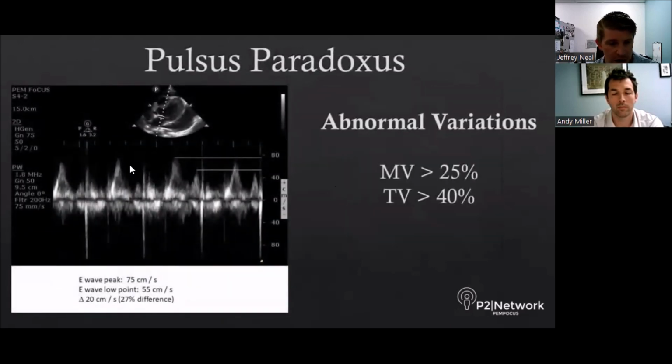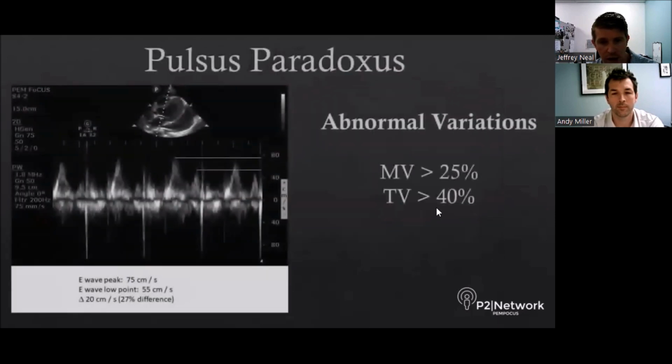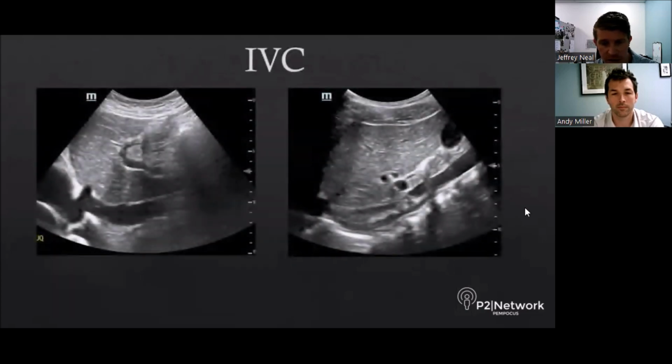And what you want to look at is the E wave and A waves, and the difference between the highest E wave and the lowest E wave, which corresponds to inspiration versus expiration, can help you determine if sonographic pulsus paradoxus is present. Here you can see the difference between the highest peak and the lowest peak is 27%. And usually if they're more than 25%, that's an abnormal variation, and more than 40% with the tricuspid valve, that's an abnormal variation consistent with sonographic pulsus paradoxus.